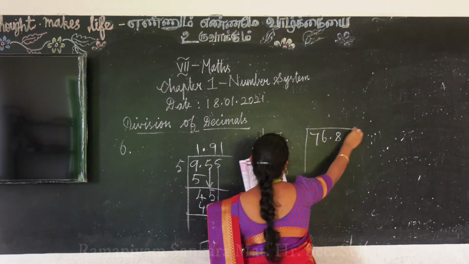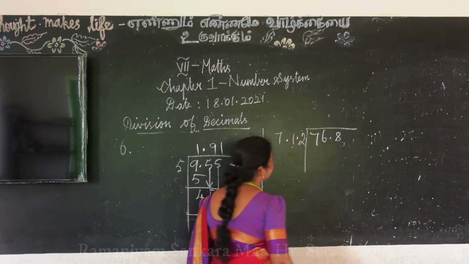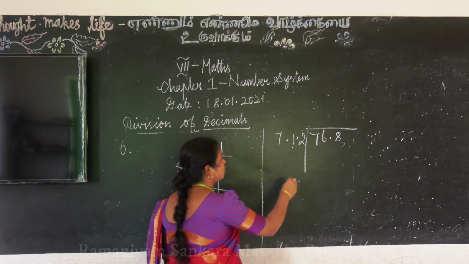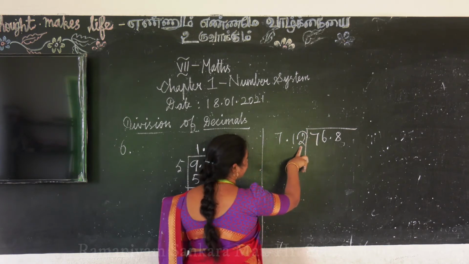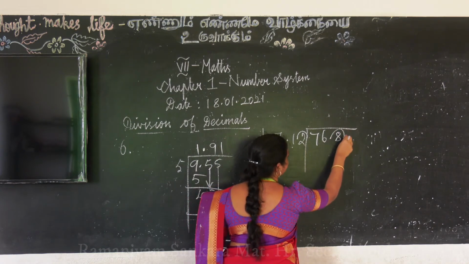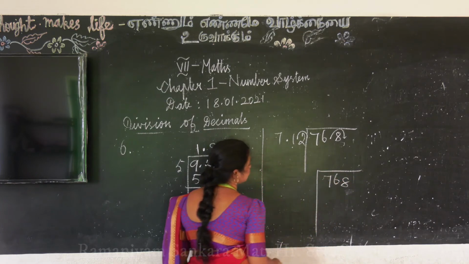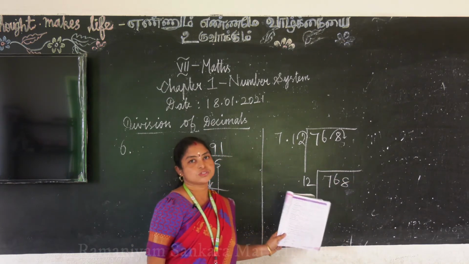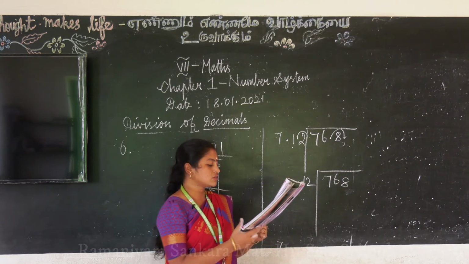76.8 divided by 1.2. We know how to divide a decimal number by a decimal number. Move the decimal points towards the right side until getting a whole number. Both the divisor and the dividend we have to move. So 768 divided by 12. How do you divide this? Using the 12 table, you know how to divide this. This is homework.